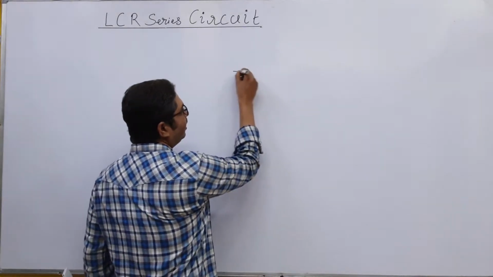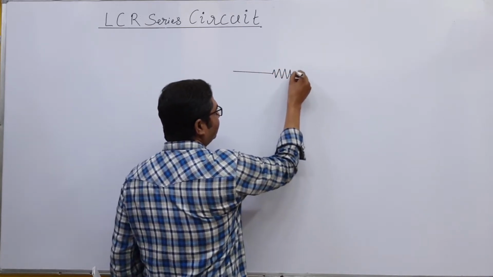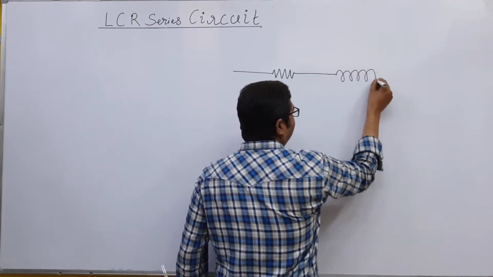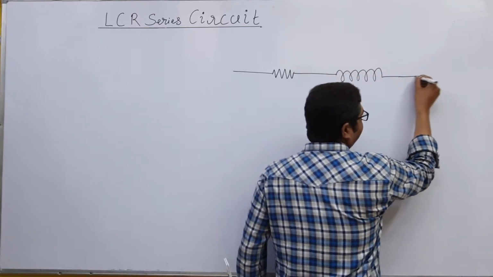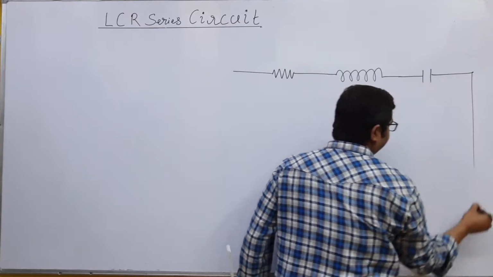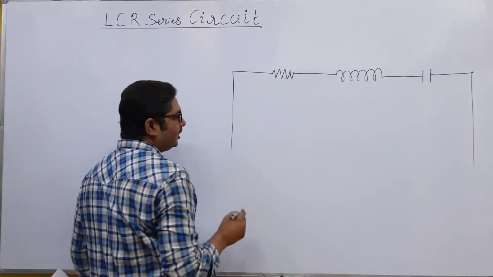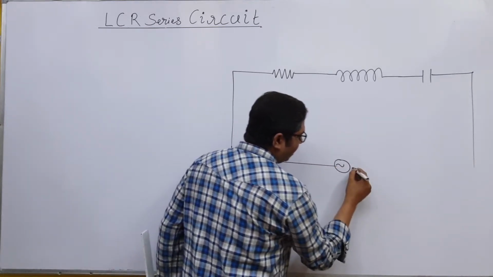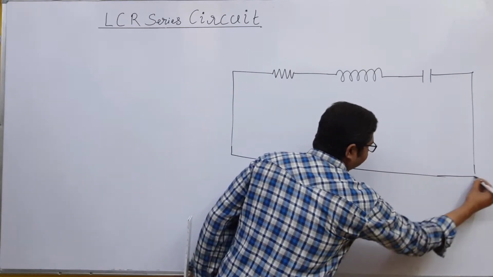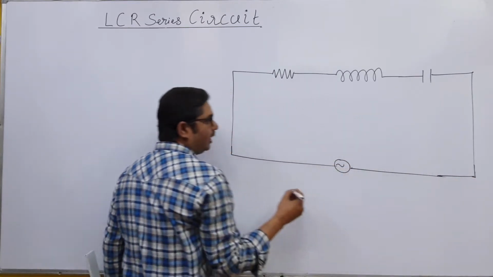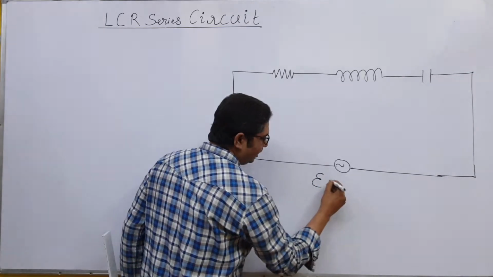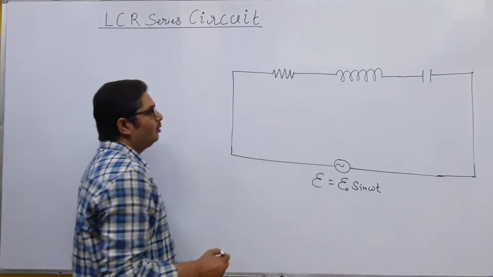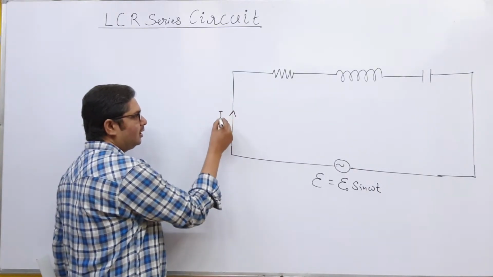Here I am taking a resistor, after that I am taking an inductor, and after that I am taking a capacitor, and I am connecting these elements with an alternating AC supply. So the alternating AC supply is E equals E naught sin omega t. So here the current is I.